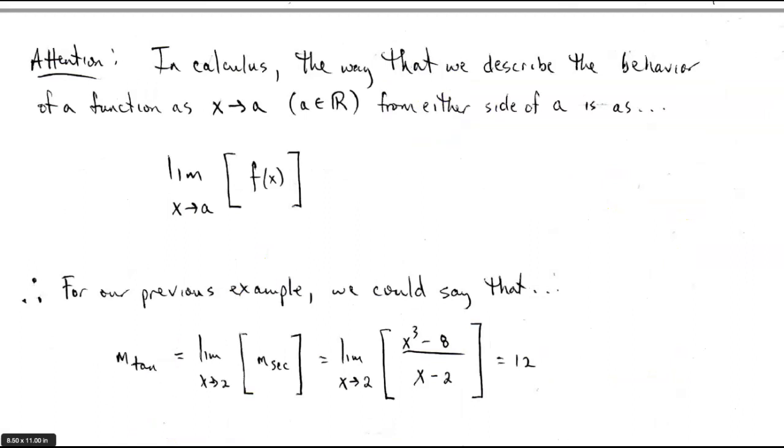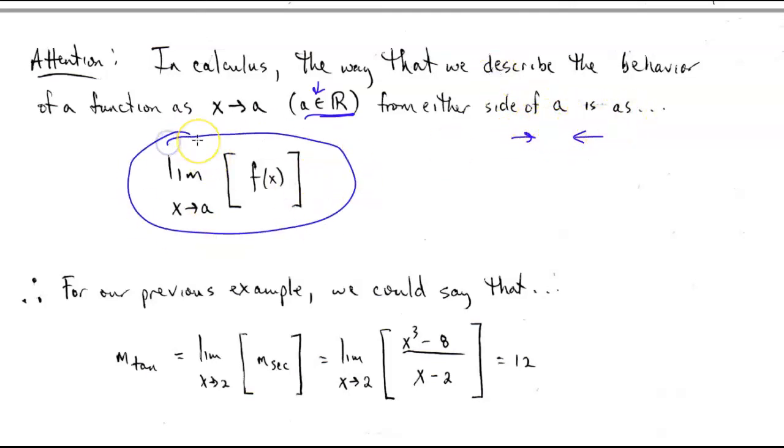All right, so now to summarize what we've done here in general, we say in calculus, the way that we describe behavior of a function as x approaches a, where a belongs to the real number set, from either side of a, meaning coming from the left side of a or from the right side of a, is with this particular notation here, okay? And so remember, limit just means what? Behavior, that's right. So from our previous example, we could say that the slope of the tangent line is going to be the limit of the slope of the secant line as x approaches 2, in this case, from both the left and the right.